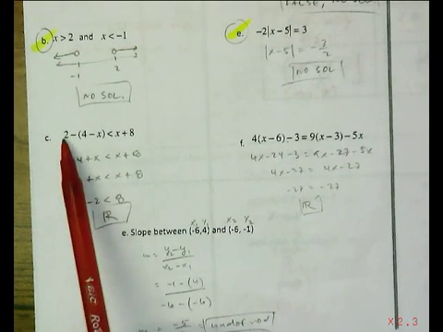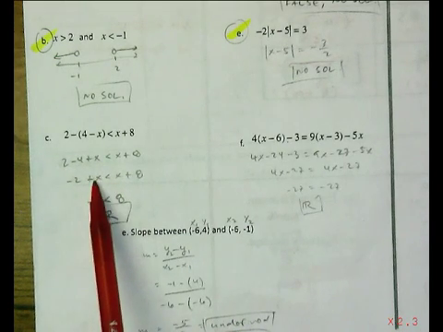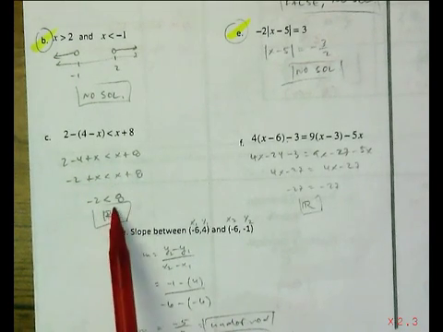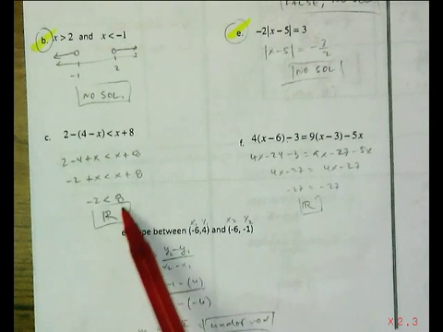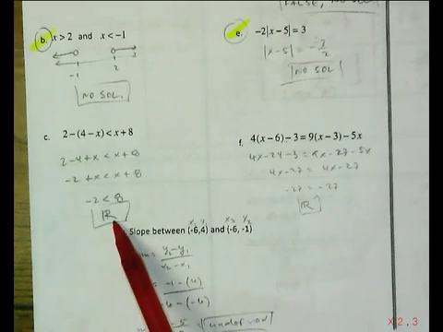C, go ahead and distribute there. Combine like terms. If I subtract x there, I have -2 is less than 8. -2 is less than 8. That is true. That is always true. That is all numbers, all real numbers.